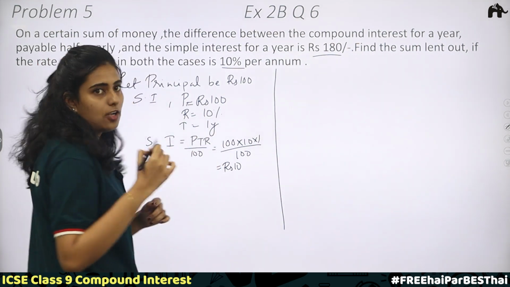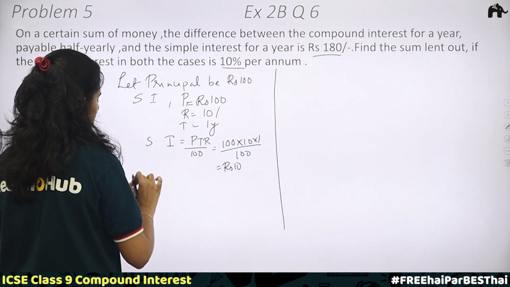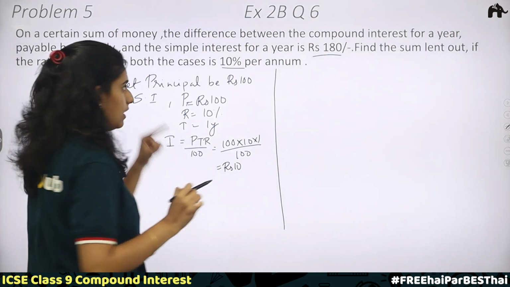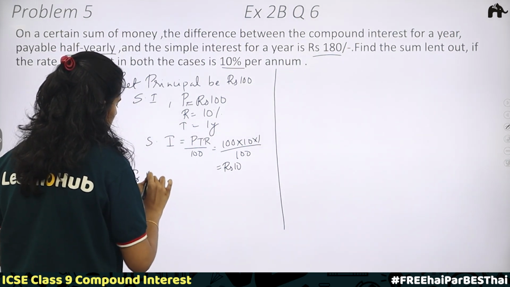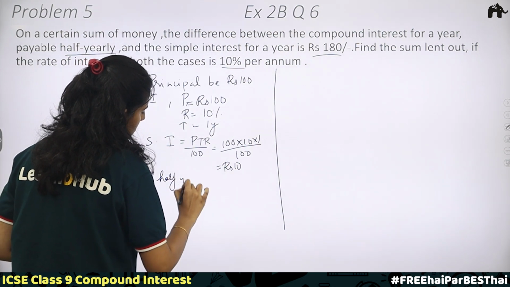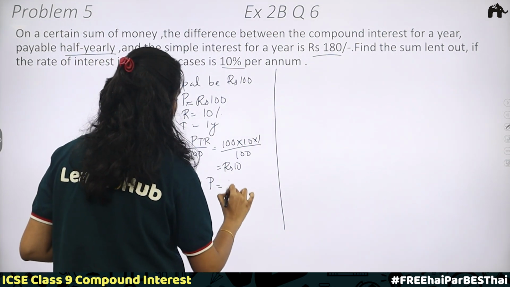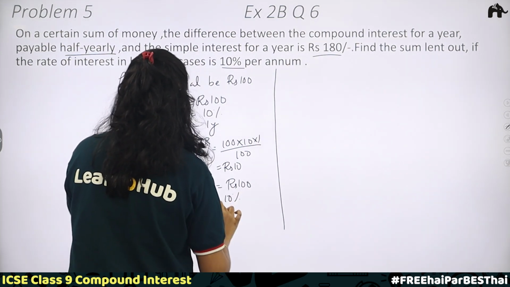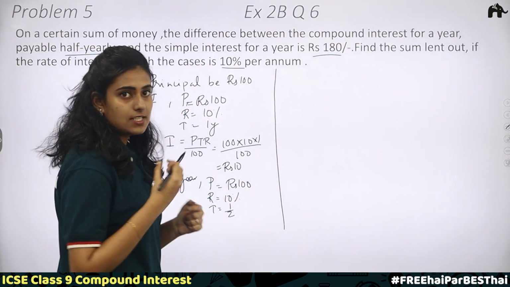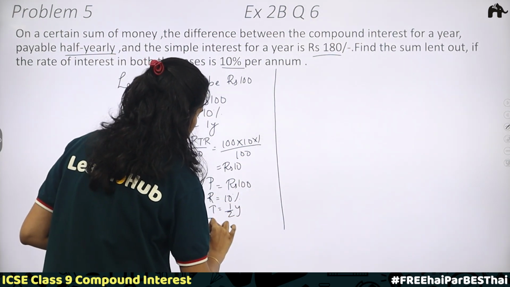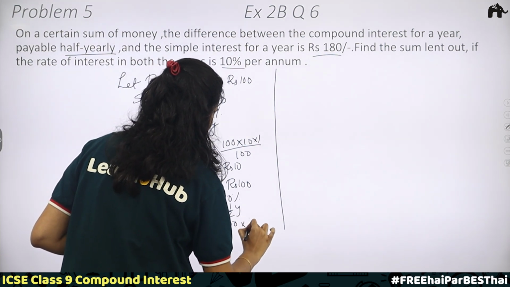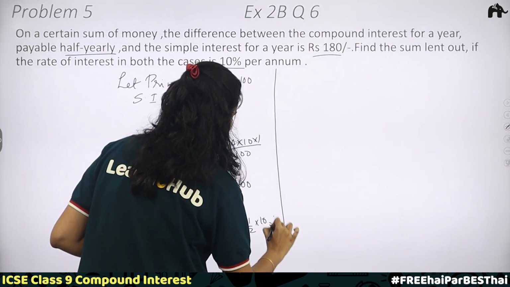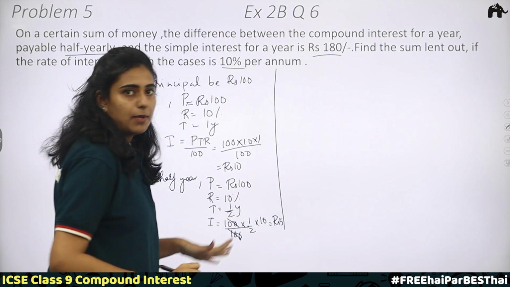Now we have to find the compound interest. Here to find compound interest, we are given that it is compounded half yearly. Therefore, for first half year, the principal will be same, which is rupees 100. Rate of interest is 10%. And time will be equal to 6 months, that is half year. Interest is equal to PTR by 100. Cancelling, you will be getting rupees 5. So 10 divided by 2 is 5.